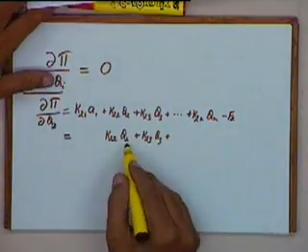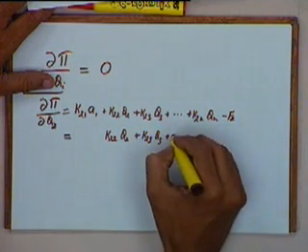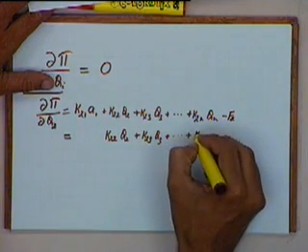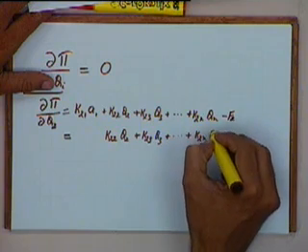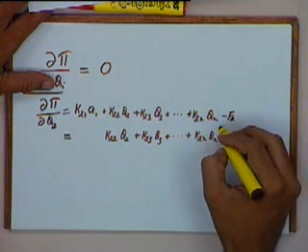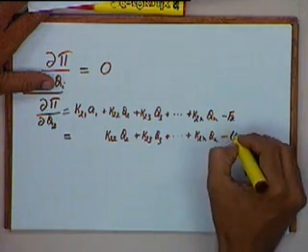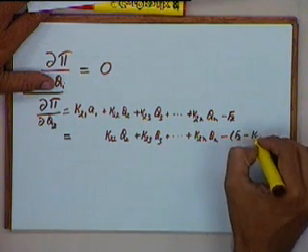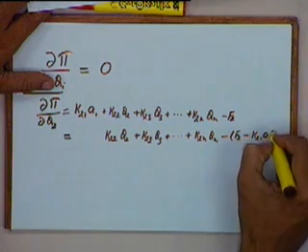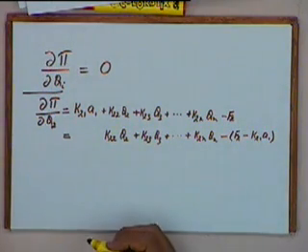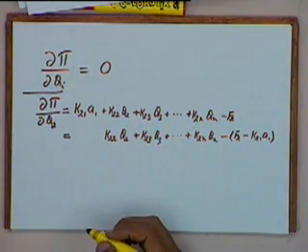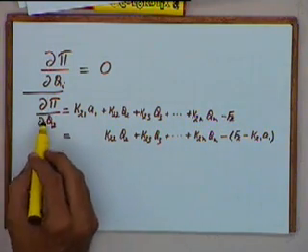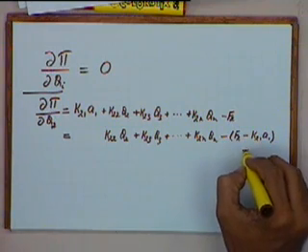So K22 times Q2 plus K23 times Q3, this will go on up to K2n times Qn, and then F2 minus K21 A1. This is del pi by del Q2, and this has to be equal to 0.